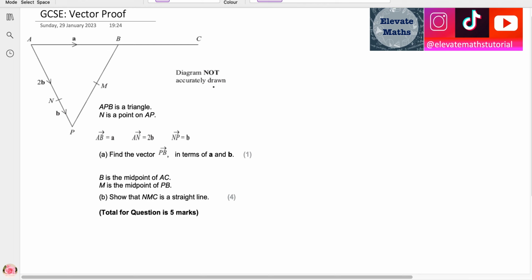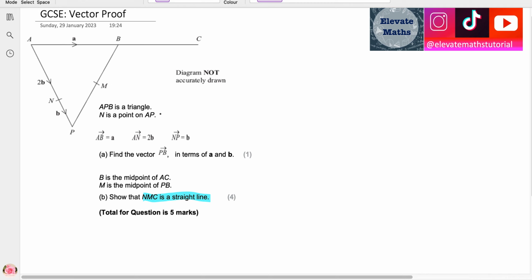So this is a question from GCSE vector proofs. There are three types of vector proofs, and this one is about show that NMC is a straight line. Okay, so let's get started. APB is a straight line, it's given to us.